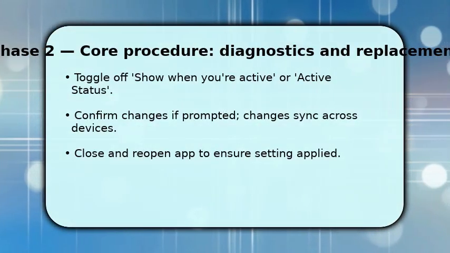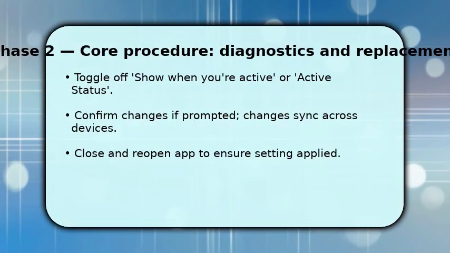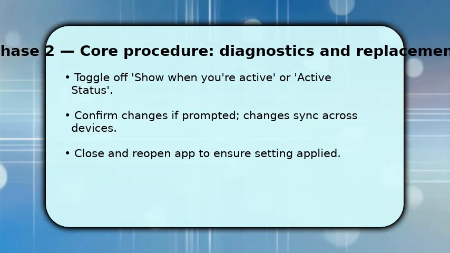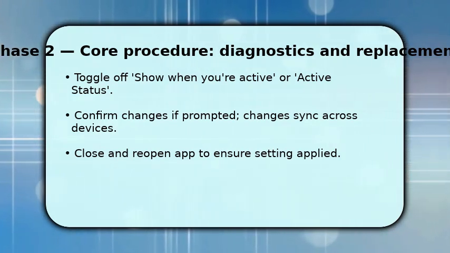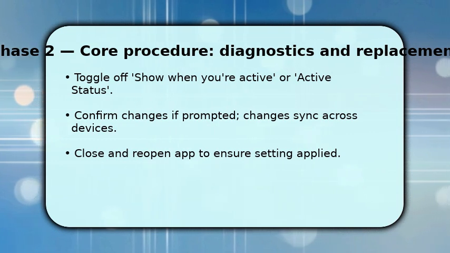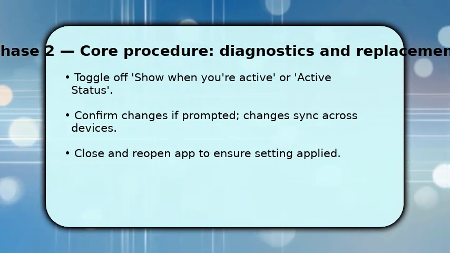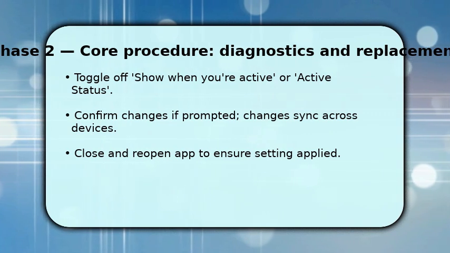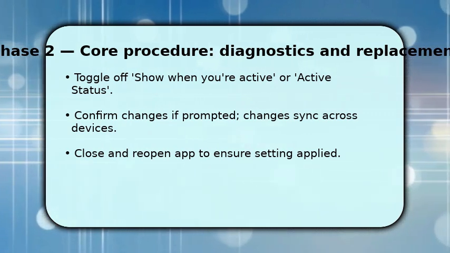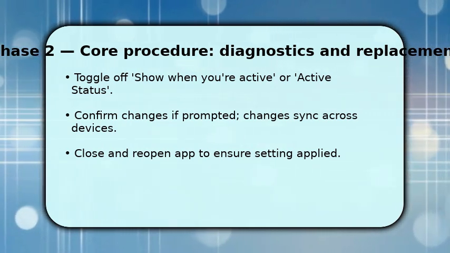Once you locate active status, toggle the switch off. This is the core action that disables your online presence. You might see different wording. Turn off anything that says show when you're active or similar. Make sure to confirm if a prompt appears. After turning it off, your account should stop broadcasting green dots or recent activity timestamps.